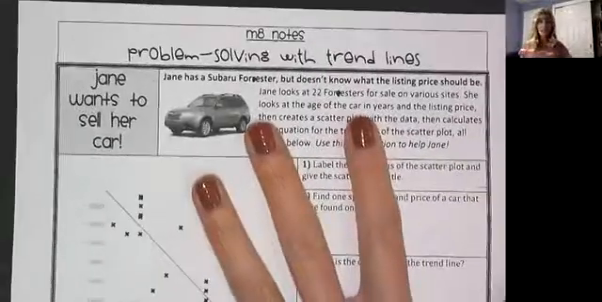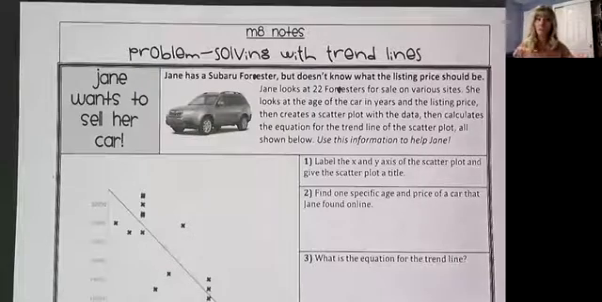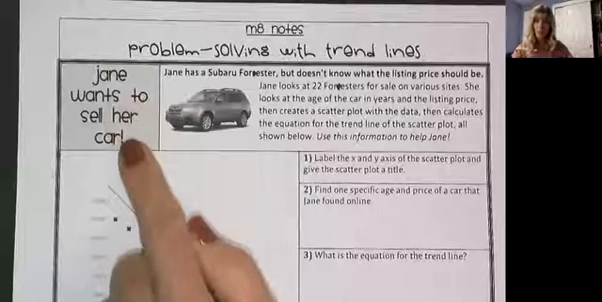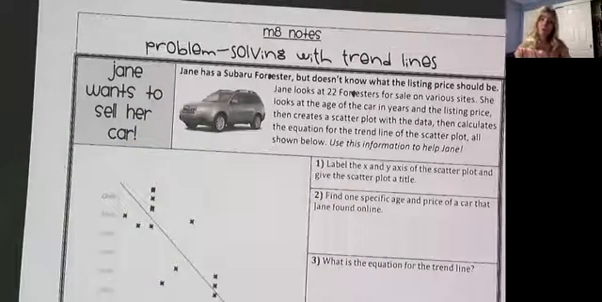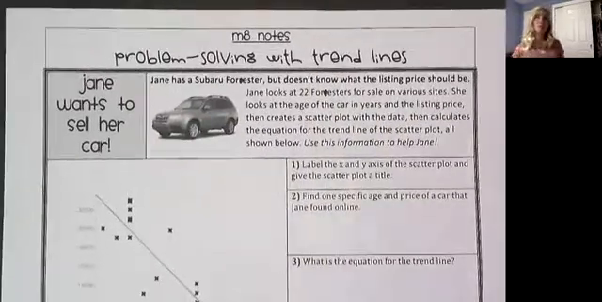Let's see what's going on here. Let's see one scenario where something like this could be really, really useful. Okay, so it says right here, Jane wants to sell her car. Jane has a Subaru Forester, but she doesn't know what the listing price should be. Listing price is not what you sell your car for, it's the price you list it at.